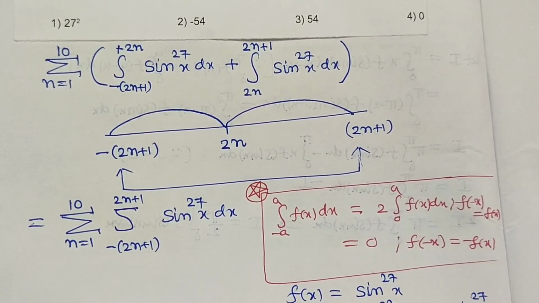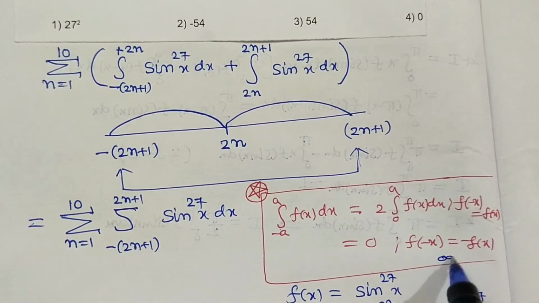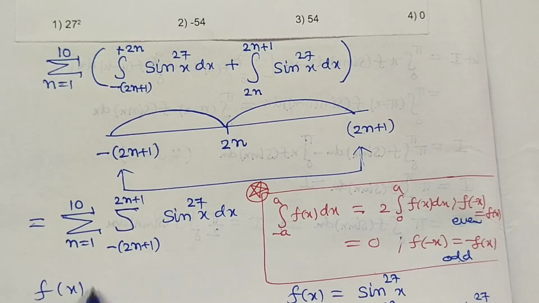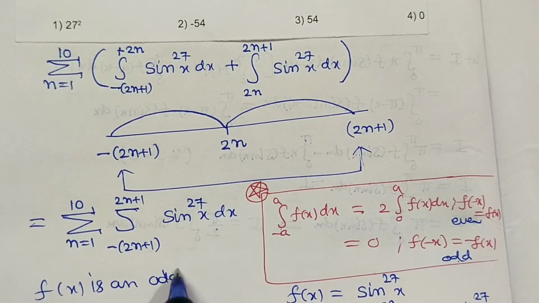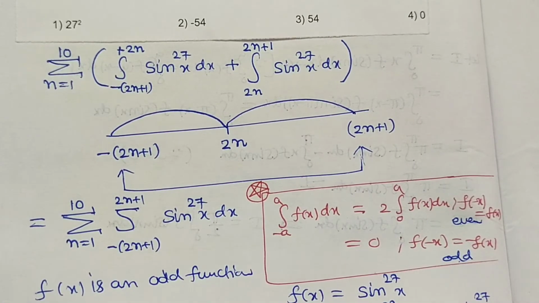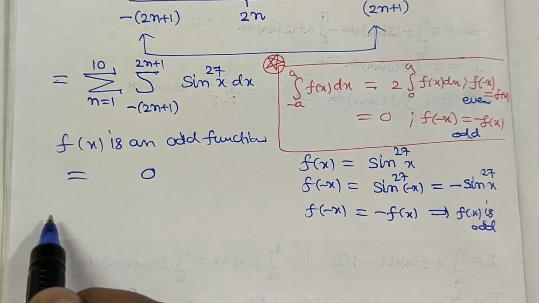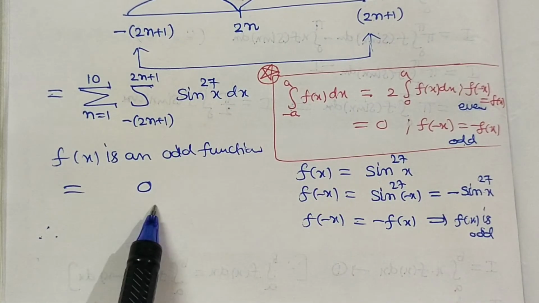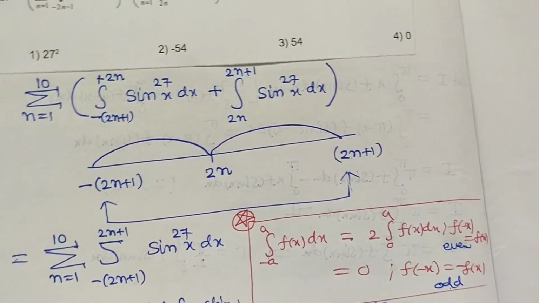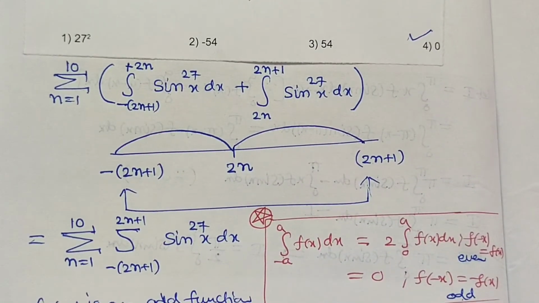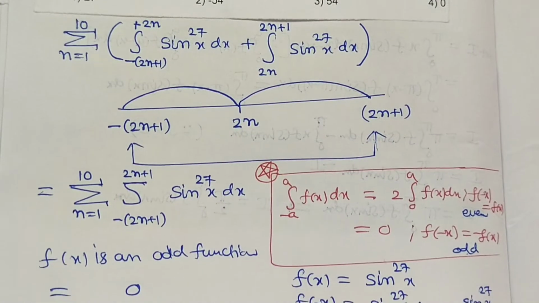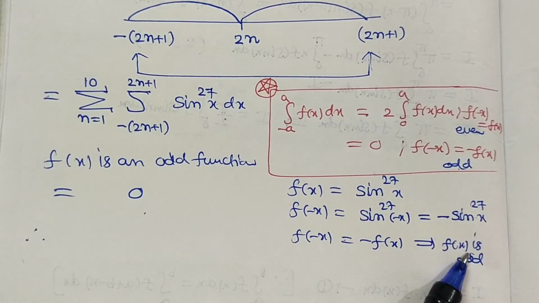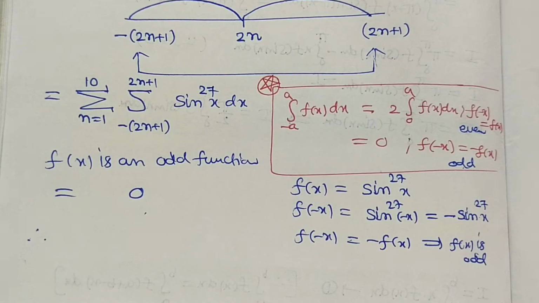Exactly, it is an odd function. F of x is odd. Whenever it is an odd function, the integral value goes to be 0. So f of x is an odd function, so the integral value goes to be 0. So therefore, the given problem's answer is 0 by using this property, which is there in the fourth option. This function f of x is an odd function, decided, so the answer is 0. We'll move to the next question.